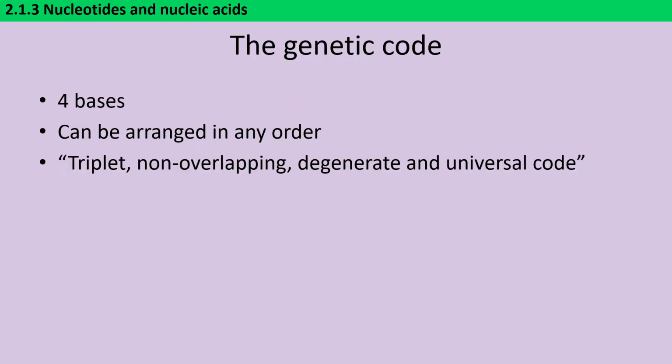Living organisms need to produce a really wide variety of proteins, everything from globular proteins like enzymes and hormones through to structural proteins like muscle fibres. And for each one of these proteins, the organism needs a recipe, and this is written in the genetic code, which is DNA. DNA contains 4 nitrogenous bases, which form the basis for this code, and these can be arranged in any order. In order to translate from the DNA code to the sequence of amino acids that make up a protein, we use a system that consists of triplet, non-overlapping, degenerate, and universal code.